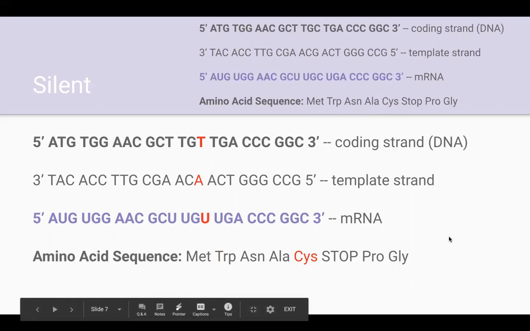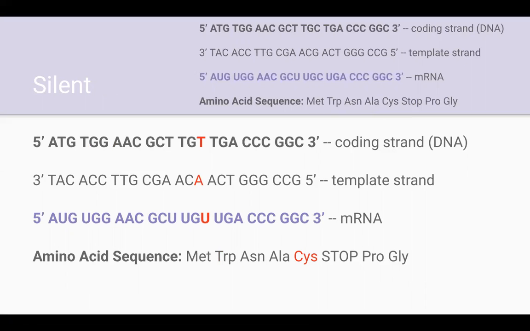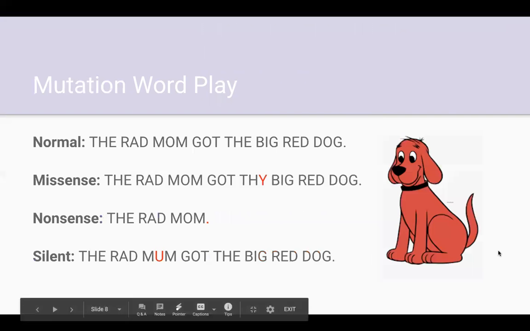Silent mutations are when a single nucleotide is switched with another, but the trinucleotide base still codes for the same amino acid as the normal strand. In this case, we switched a C with a T in the TGC nucleotide base of the normal strand. This is another example of a transition since the pyrimidine was switched with another pyrimidine. This changed the mRNA sequence from its original UGC to UGU, which both still code for cytosine, allowing for the same amino acid sequence and protein to form.